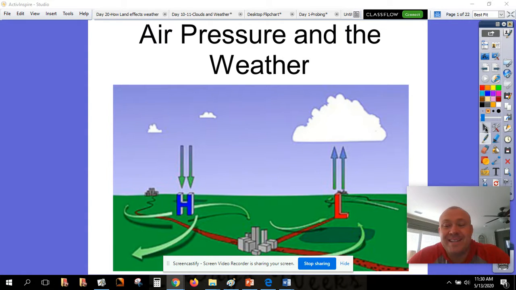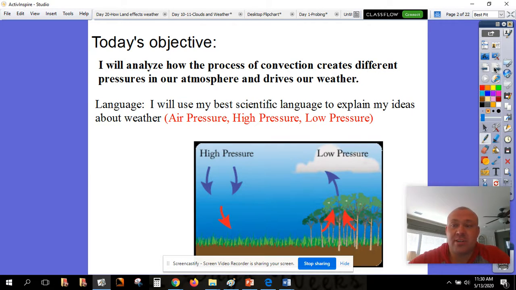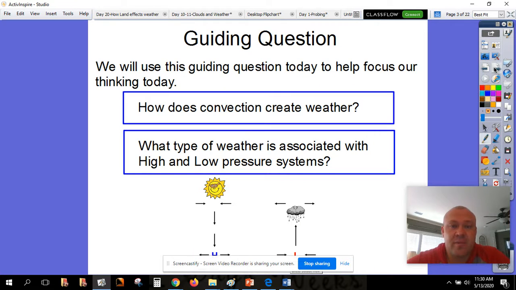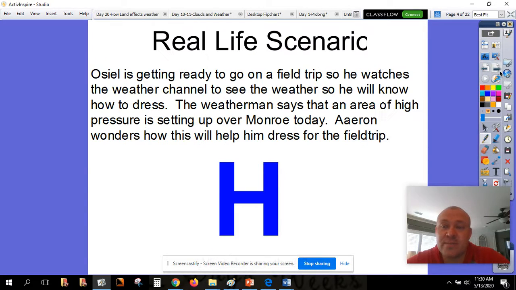Now, you learned in the last part of this module about air pressure, and we're going to review that a little bit, and then move into what that has to do with weather. So today we're going to talk about air pressure and pressure systems. When we look at our guiding questions, we want to know, how does convection create weather? Hint, hint, we're going to talk about that today. Convection from our matter and energy unit plays a big role in pressure and wind. And we want to know what type of weather is associated with high and low pressure systems.